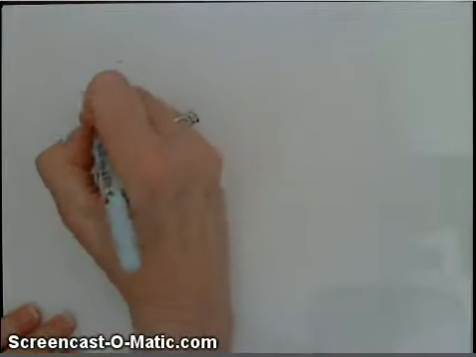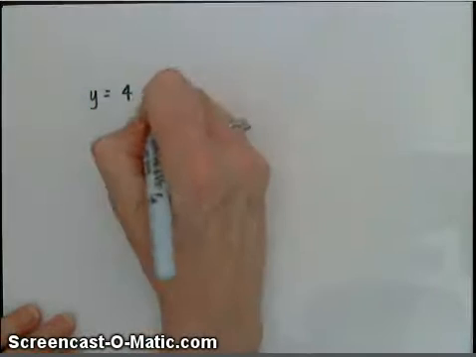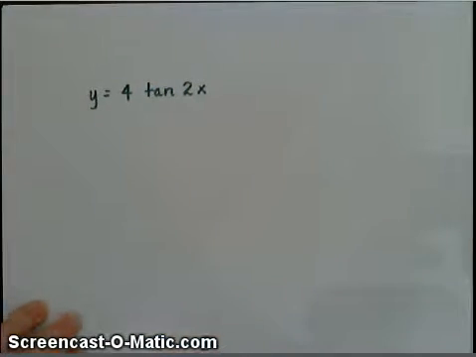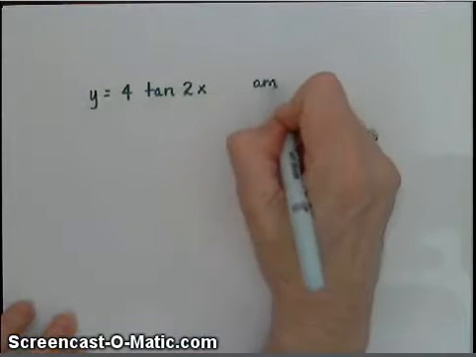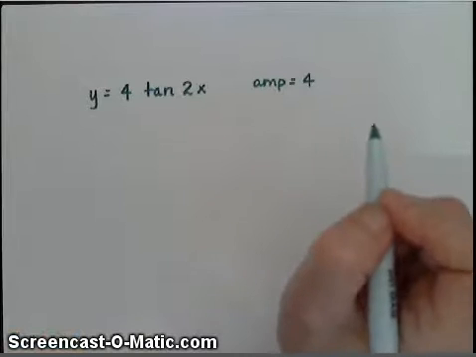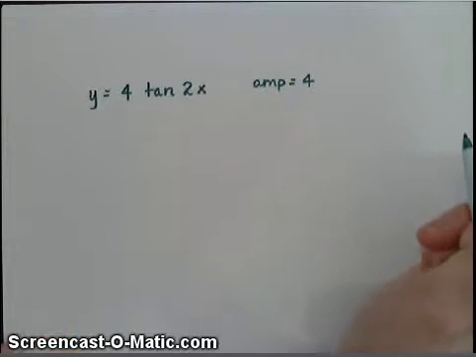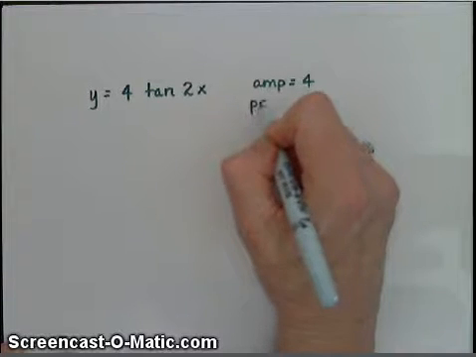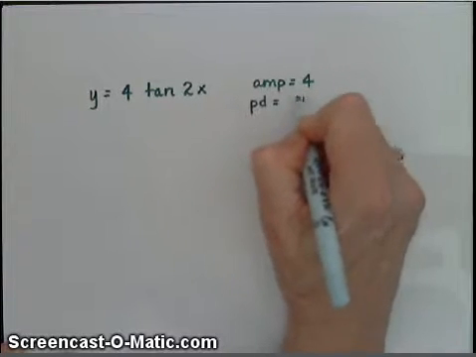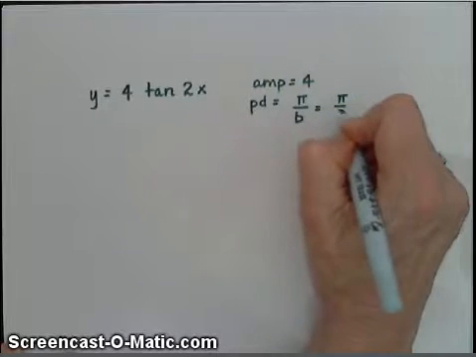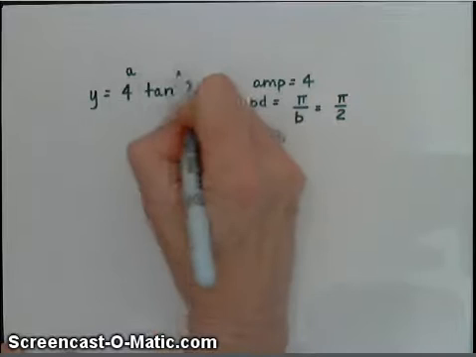Okay, let's go and look at an ordinary graph now. Suppose you were to graph y equals 4 tan 2x. Well, let's talk about it. The amplitude is 4, and we'll see what that means on this graph. Amplitude on sine and cosine means height. Amplitude on secant and cosecant means sort of height. It's how low and how high, but in reverse order. And the period of this graph is pi over b, which is pi over 2.